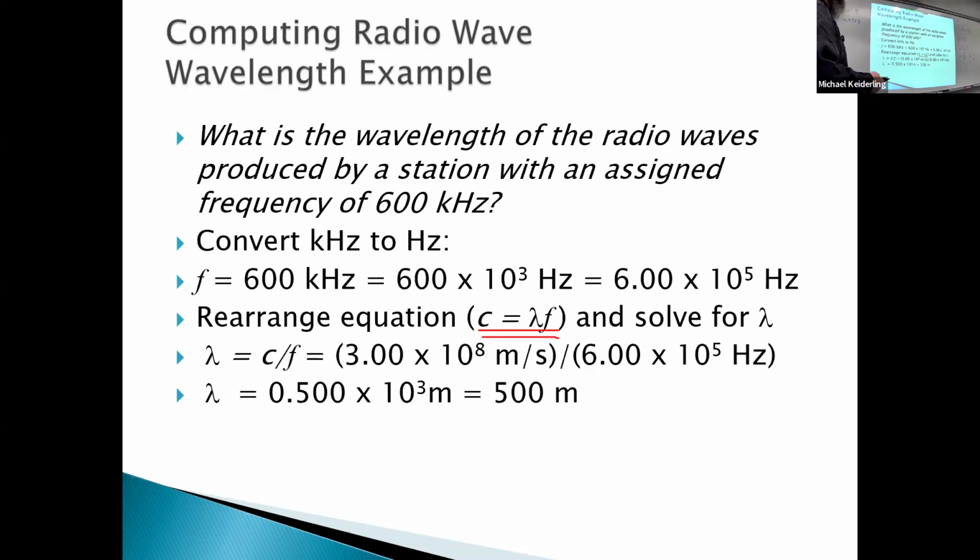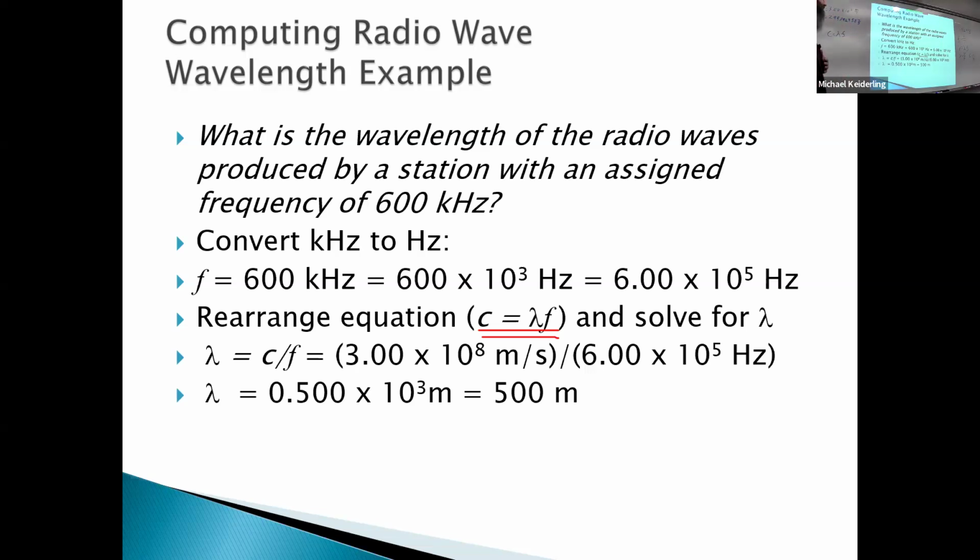Then we're going to solve for wavelength. Wavelength is velocity over frequency, so that'll be c over frequency. So for light, c equals wavelength times frequency. So the wavelength is going to be 3 times 10 to the 8th meters per second divided by 6 times 10 to the 5th hertz, which will give us 0.5 times 10 to the 3rd meters, or 500 meters.